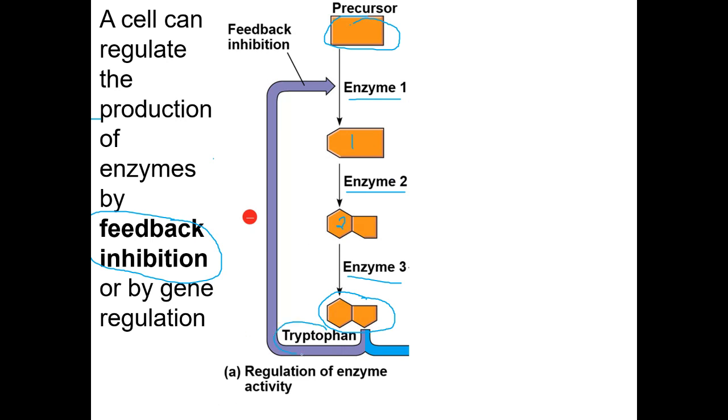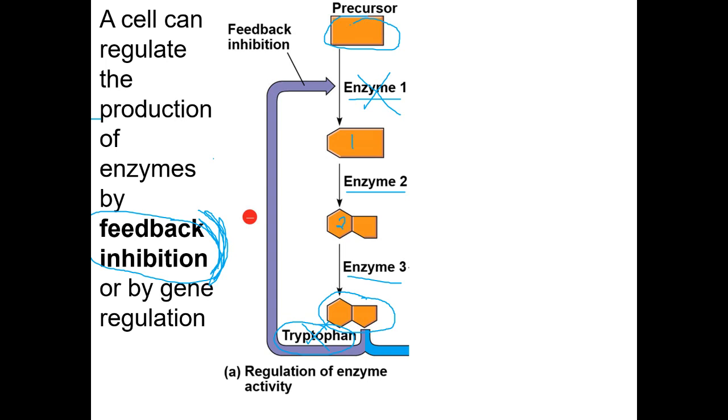And here's tryptophan. If you have a lot of tryptophan around, it makes sense that it would come back here and turn off this enzyme, so that way you don't keep making more and more and more tryptophan. If tryptophan's not around, then you'll stop inactivating the enzyme and you'll make more tryptophan. So that's called negative feedback or feedback inhibition, and we've looked at that before.